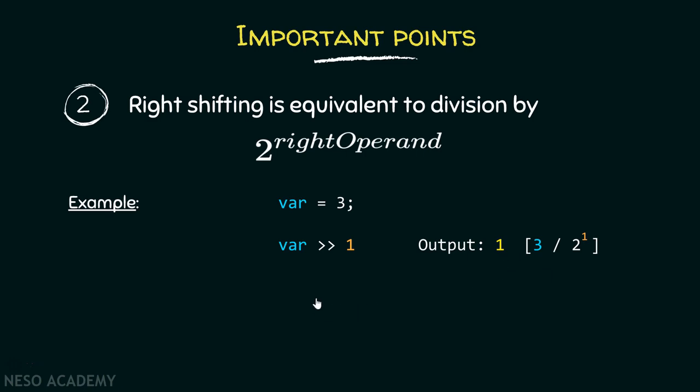Let's consider another example. Here in this example, I'm assigning 32 to this variable. Apart from that, I'm going to shift the bits of this value towards the right by 4 positions. So what would be the final output? 32 simply gets divided by 2 raised to the power 4. 4 is the right operand, therefore 2 raised to the power of the right operand is 2 raised to the power 4. Therefore 32 divided by 2 raised to the power 4, which is 32 divided by 16, is equal to 2, and this will be our output.